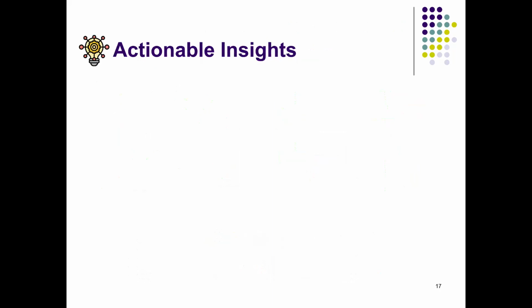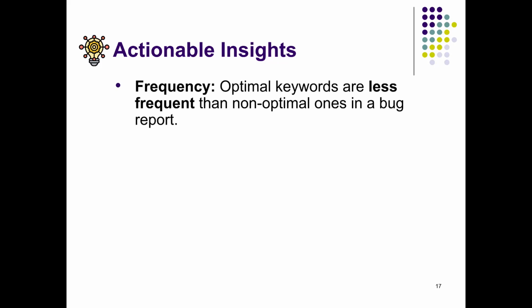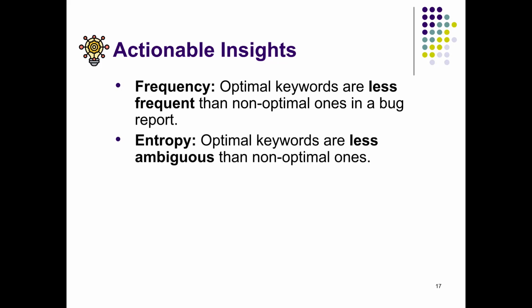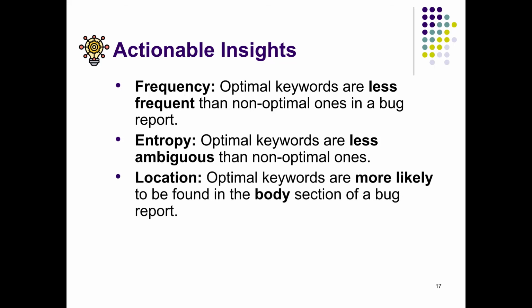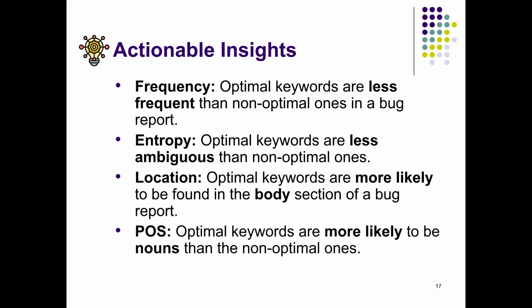So these are the actionable insights that we found. The optimal keywords are less frequent than the non-optimal keywords in a bug report. The optimal keywords are less ambiguous than the non-optimal ones in a bug report. We also found that the optimal keywords are more likely to be found in the body section, and the optimal keywords are more likely to be nouns.